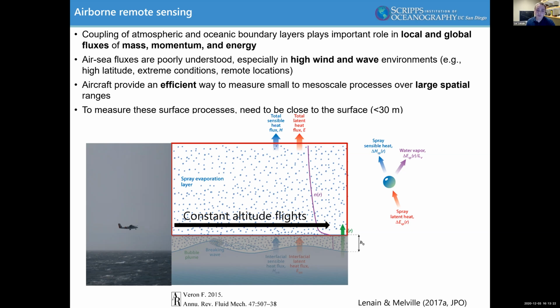And you can also do constant flight altitudes. You can do direct flux measurements. You measure the vertical velocity, you measure all the variables, and you can compute flux of those variables since you have those constant altitude flights.